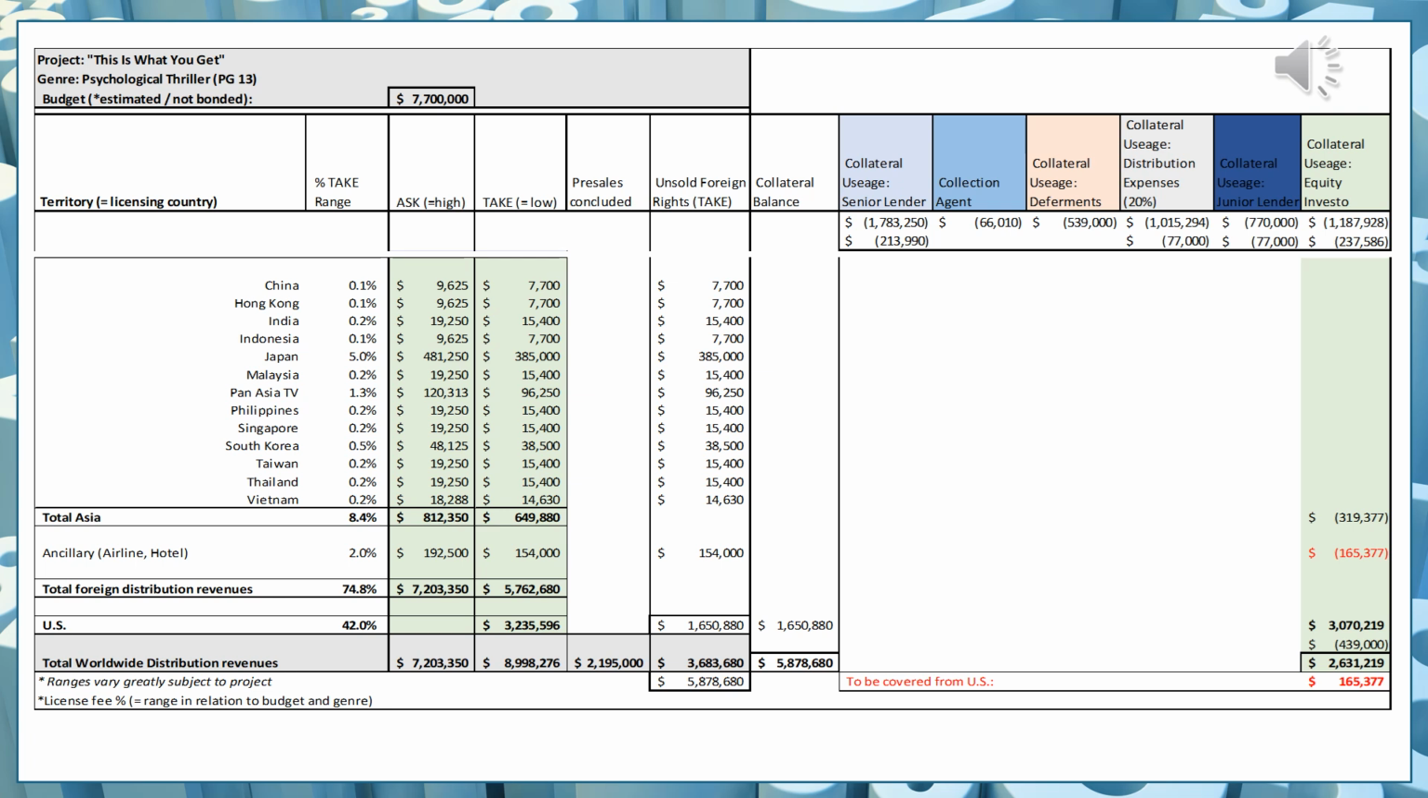So every single territory, all the way down to the US, is used up to pay the equity investor. So we are not even able, with our international distribution revenues, to cover the equity investor. We need to dive into the US territory, into US revenues, in order to be able to do that. So we would be missing 166,785 in paying the investor back their investment and premium if we would not have a US release.